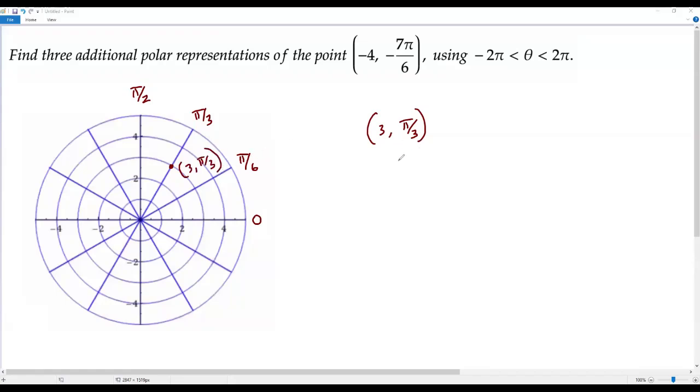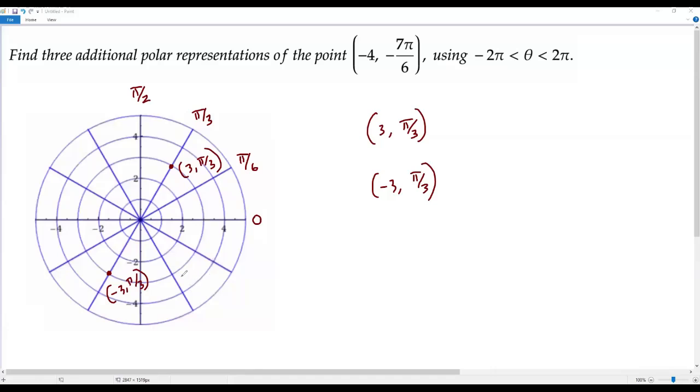Here you may have a question: what if this value is negative? Because in the given point, the value of r is negative. So for example, let's consider the same point with -3, that is (-3, π/3). Again, I go to the terminal side of π/3, which is this one. Since the value of r is negative, I have to go in the opposite direction. In the opposite direction of the angle π/3, I consider the circle with radius 3 units. So that's over here, and this is the point (-3, π/3).